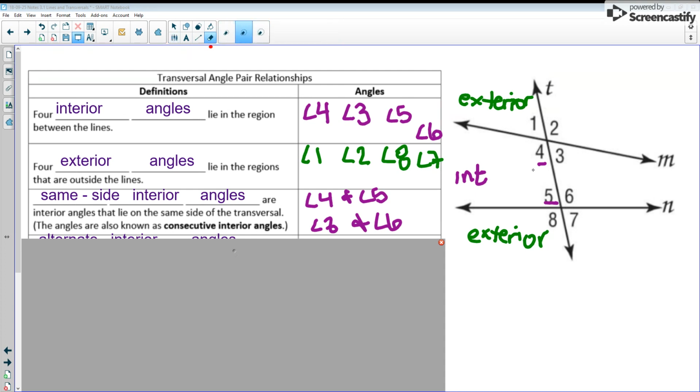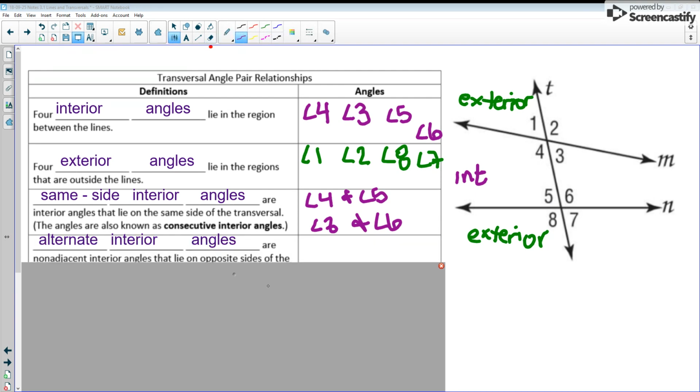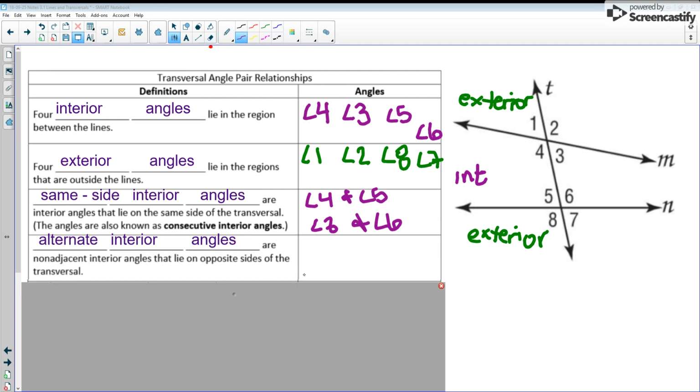There's another special relationship with interior angles, which includes alternate interior angles. They are non-adjacent interior angles that lie on opposite sides of the transversal. For example, angle 4 and angle 6 are considered alternate interior angles because they are on opposite sides, but they're still on the inside. Also, angles 5 and 3 would be considered alternate interior angles.